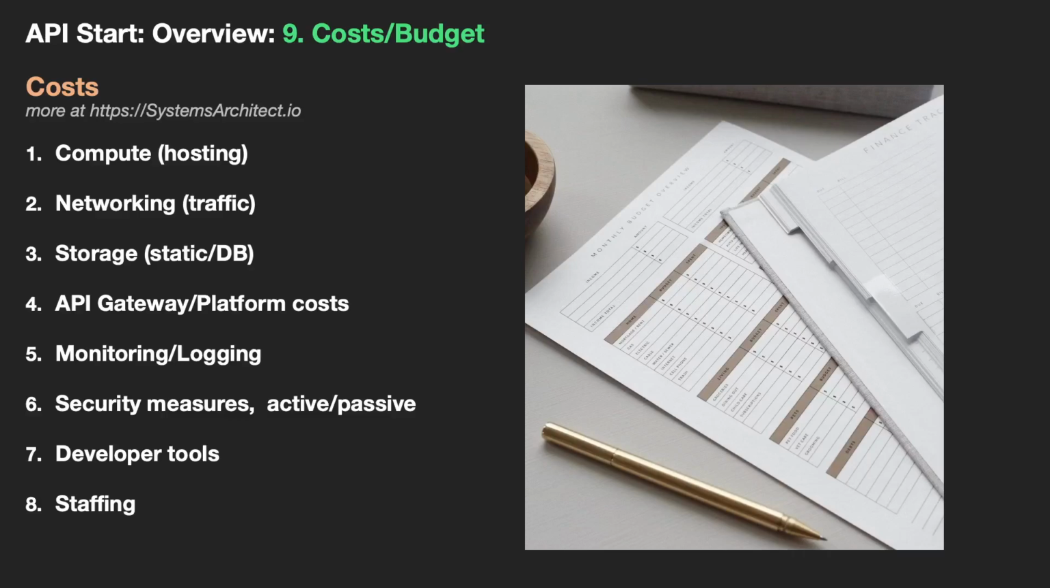There may be additional costs for special monitoring or logging that you're using, or special security measures such as a firewall, and then you may need additional developer tools, and then of course one of the bigger costs would also be staffing. In theory, an API management platform should greatly simplify your management of very complex APIs, and that may reduce your staffing and reduce your staffing costs.